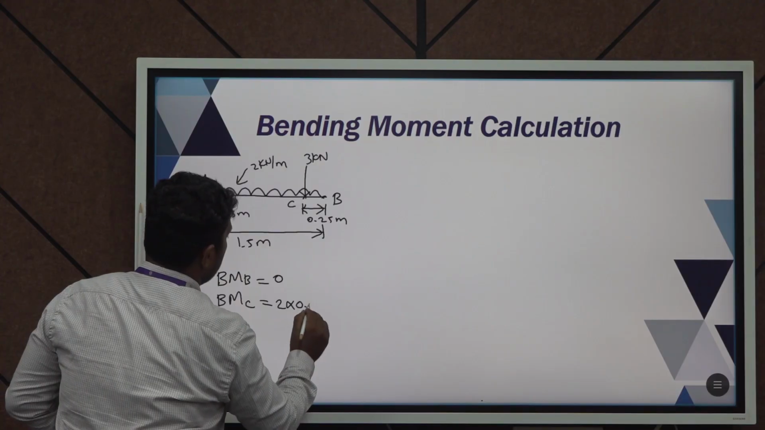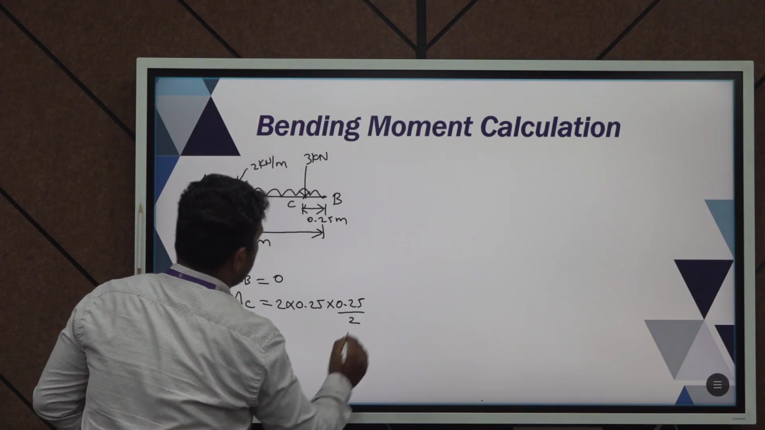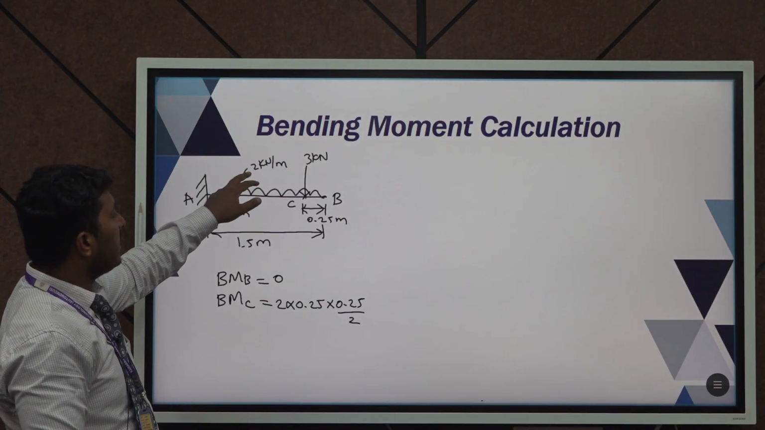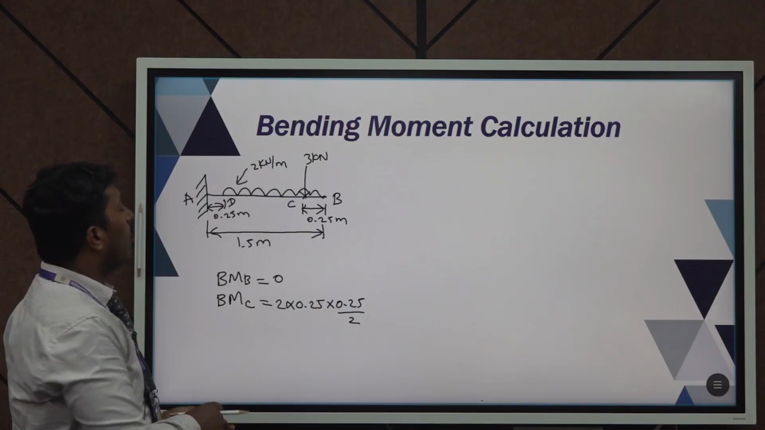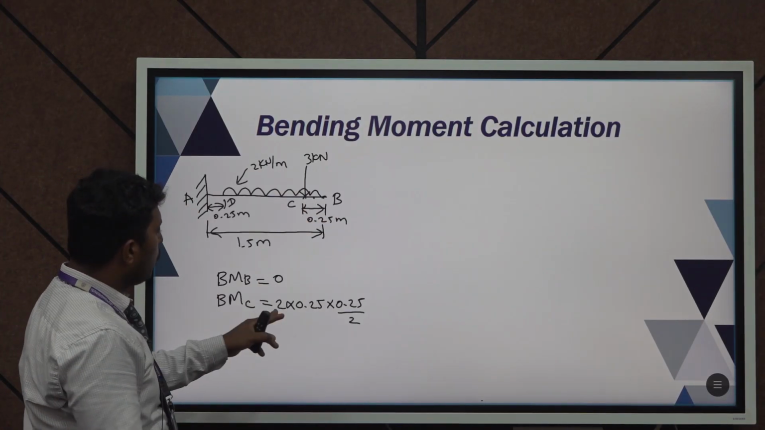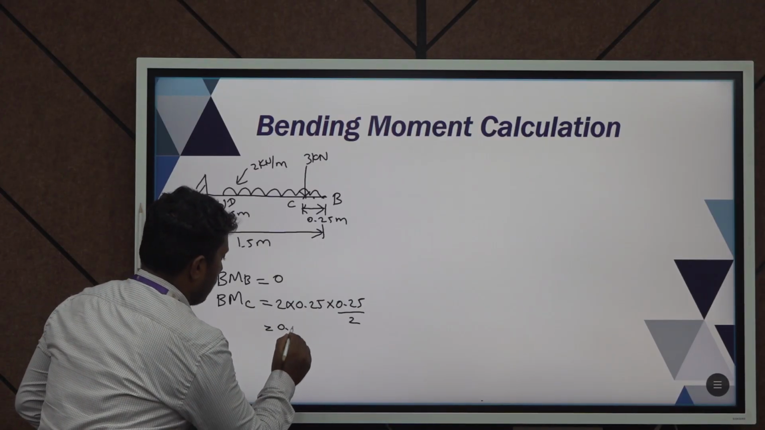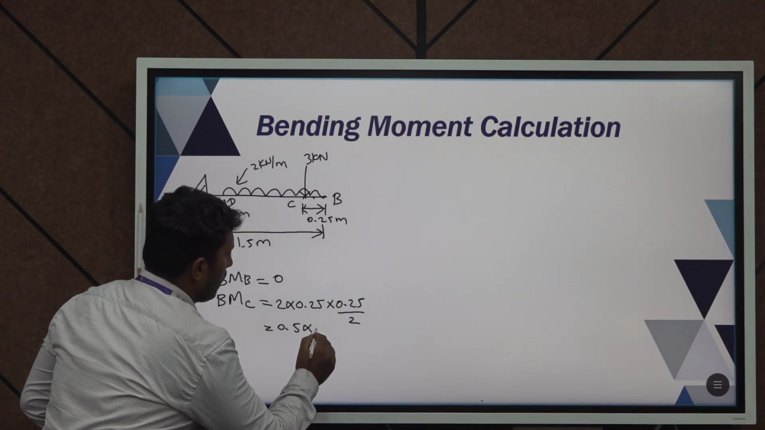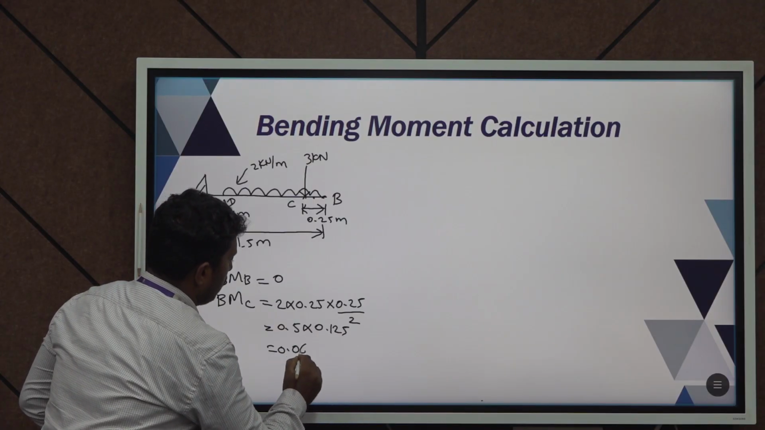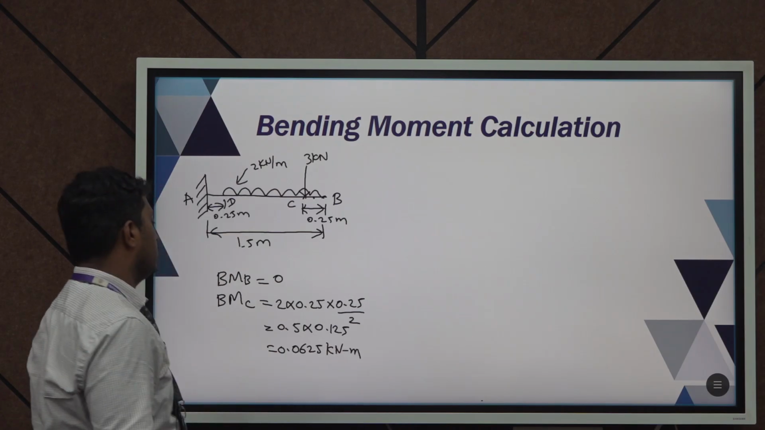Bending moment at point C, 2 into 0.25 into 0.25 divided by 2. The force value is 2 kilonewton per meter. It acts on 0.25 meter. It is concentrated at the midpoint of this distance. So, 2 into 0.25 into 0.25 by 2, 0.5 into 0.125, 0.0625 kilonewton meter.